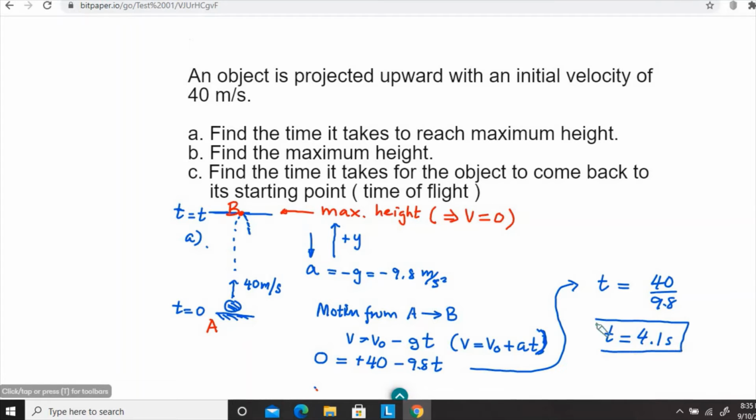So that's up to 2 sig figs. So that's the time for the object to move from point A to point B, where point B corresponds to the maximum height of the trajectory. That's how you do part A. Now part B is asking to find the maximum height. So in order to do that, for part B, we need the maximum height.